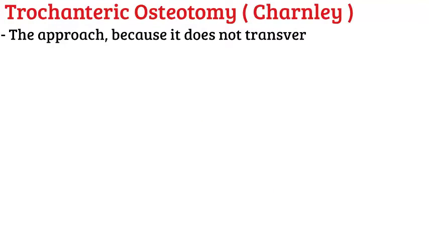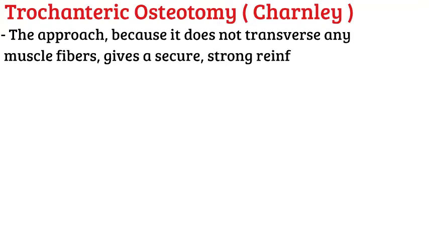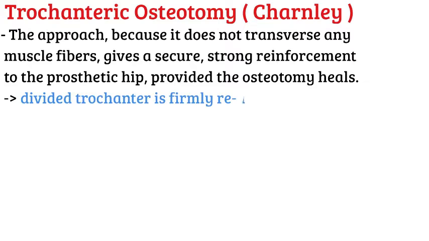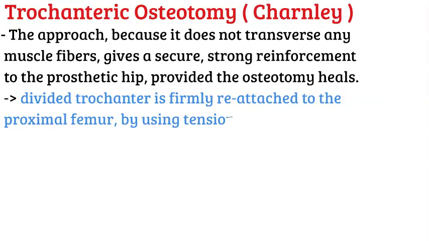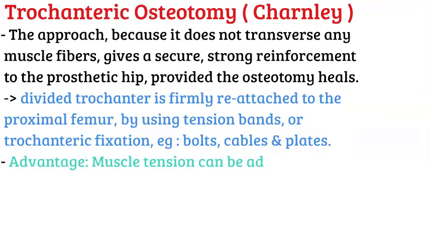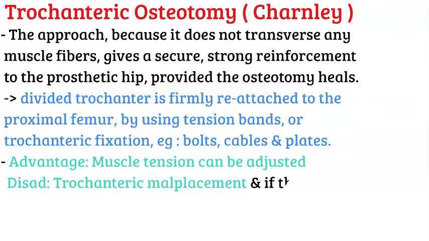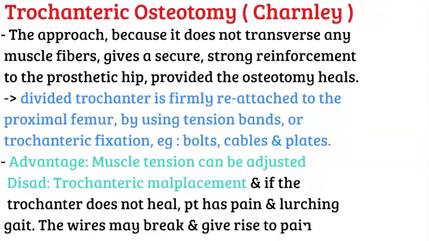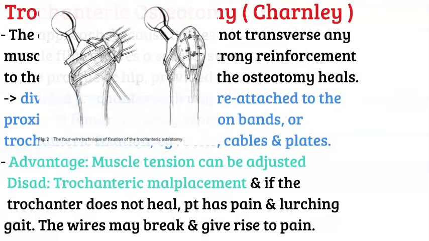This approach, because it does not traverse any muscle fibers, gives a secure, strong reinforcement to the prosthetic hip, provided the osteotomy heals. To encourage this, it is required that the divided trochanter is firmly reattached to the proximal femur, by using either two vertical loops as a tension band with a transverse loop holding them all together, or a trochanteric fixation system, for example using a box, cables and plates.